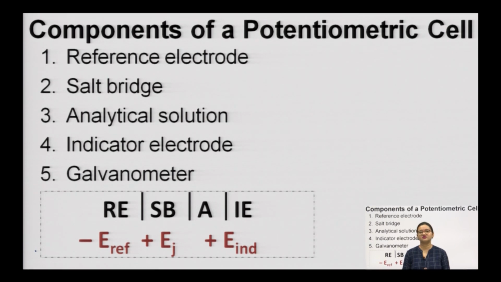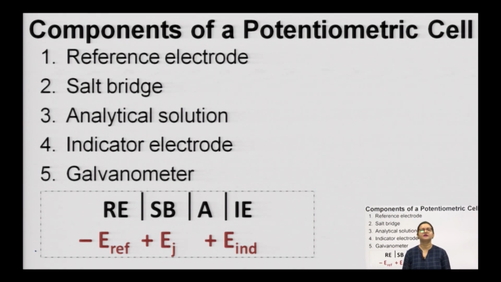Now we will study the construction or instrumentation of a potentiometric cell in depth. A potentiometric cell comprises 5 components. First one is the reference electrode, then the salt bridge. What is the salt bridge? We will study it in our coming slides. What do you mean by a salt bridge? Let me give you an introduction. A salt bridge is a component of a potentiometric cell which connects the two electrolytic solutions, the anodic solution and the cathodic solution.